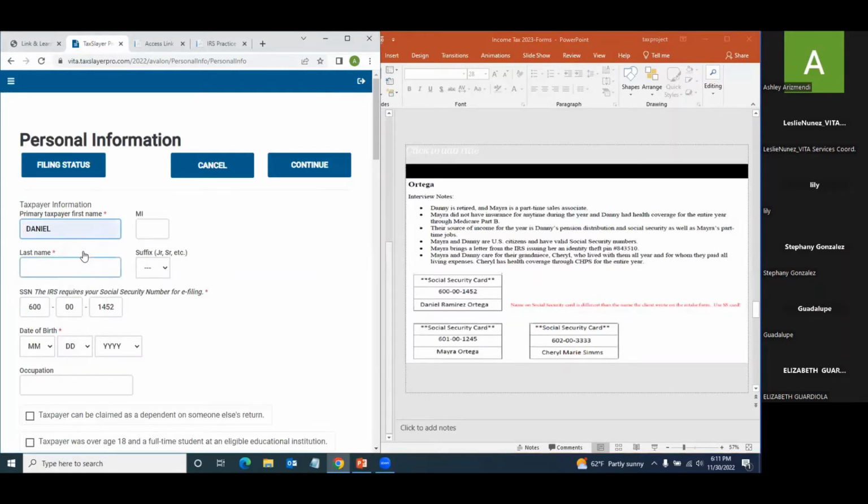Daniel Ramirez Ortega. The Ramirez does not go in the middle name because it is not a middle name. It is a last name. So it's going to be Ramirez Ortega here, together. If they have two last names, it never goes as a middle name.